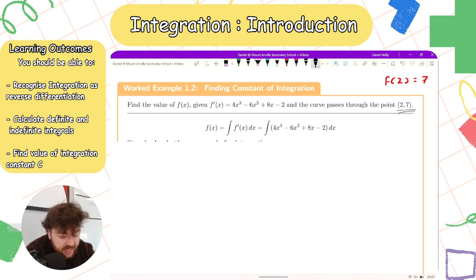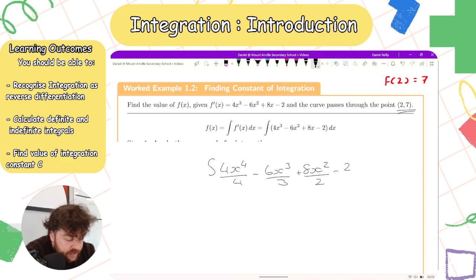So let's integrate now. My original function is going to be the integral of my derivative here, which is going to be 4x to the power of 4 all over 4 minus 6x to the power of 3 all over 3 plus 8x to the power of 2 all over 2 minus 2x plus c.